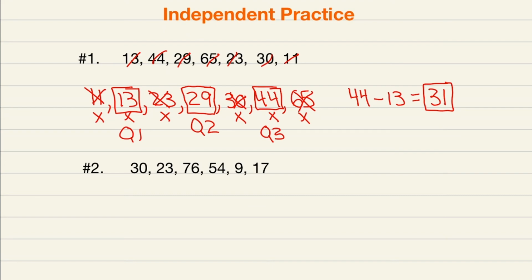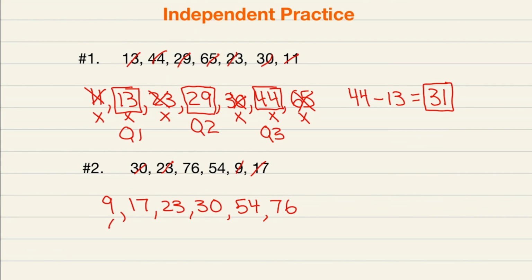And now we got one more. Let's order them from least to greatest. We got 9, 17, 23, 30, 54, and 76. So order them from least to greatest, and now we can find our median.